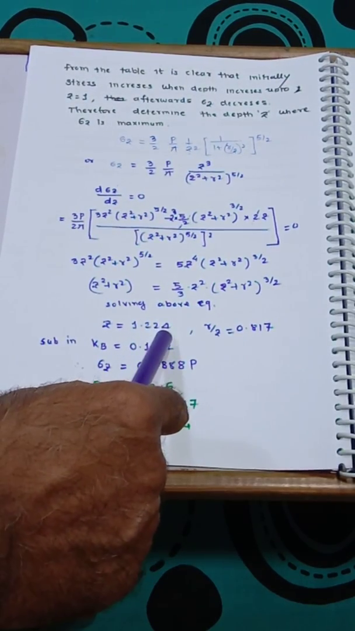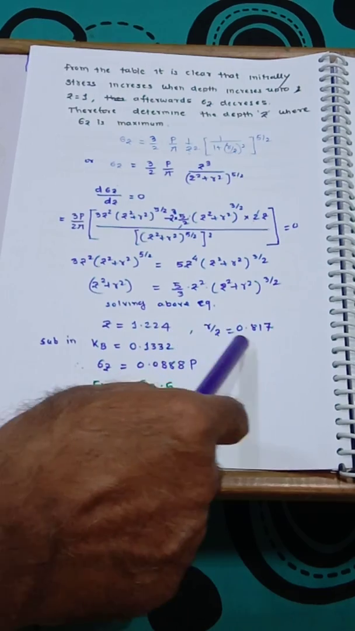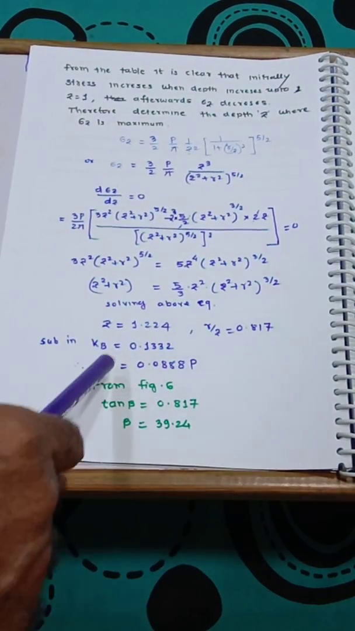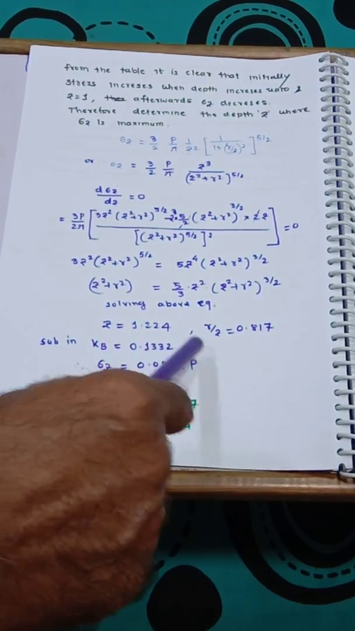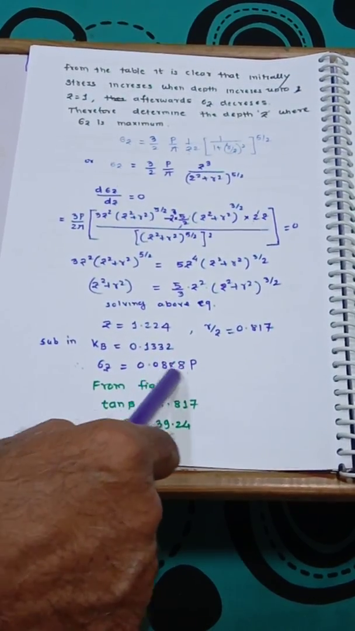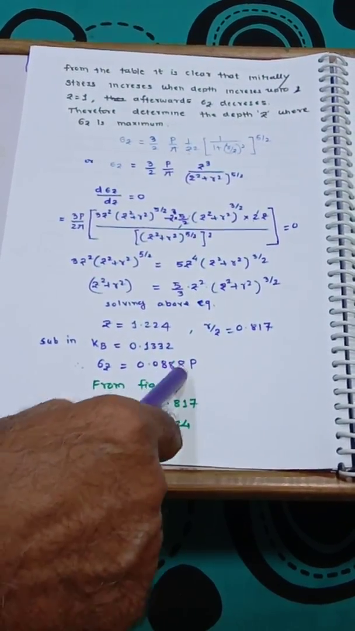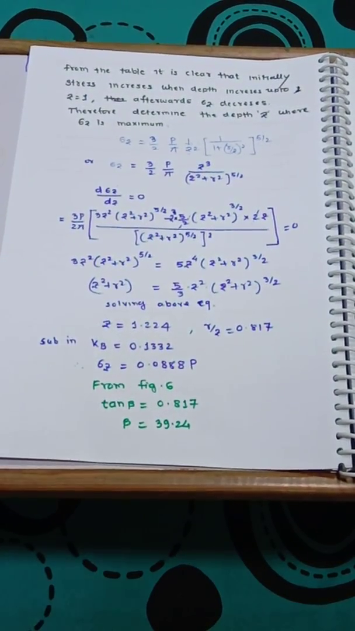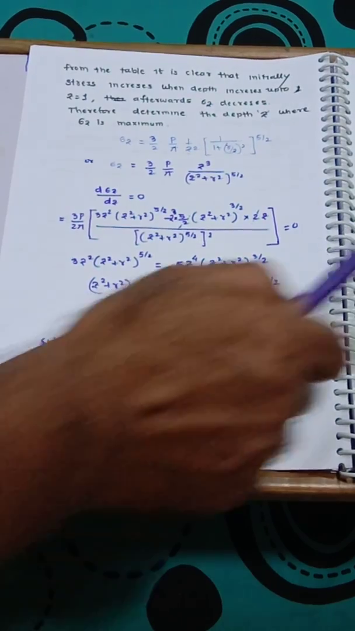So as this is 1 upon this, I get R by Z as 0.817. So substituting in the Boussinesq equation, sigma Z is now 0.088P, which is the maximum between 1 and 2, or in the entire table. Okay.